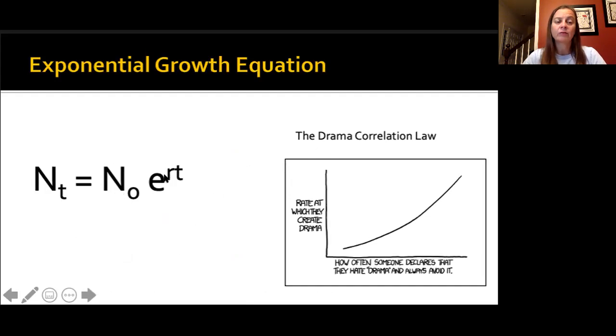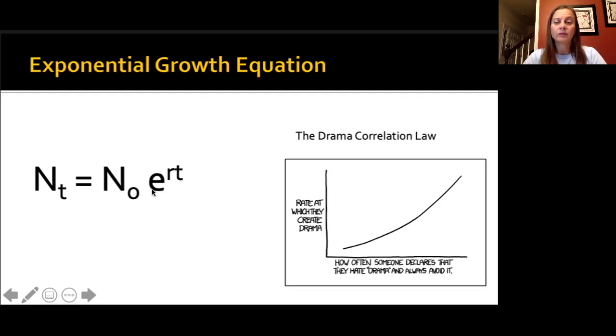R is the rate of growth. This is going to be expressed as a percentage or as a decimal. T is the amount of time, and that's going to be correlated to that growth rate. So if the growth rate is annual, then T should be in years. If the growth rate is per month, then T should be in months.